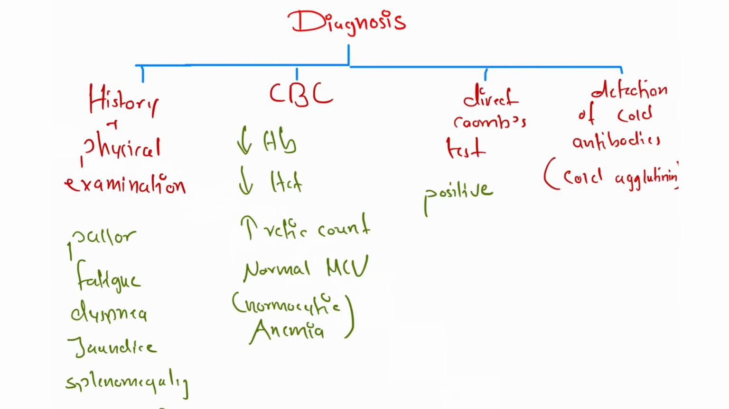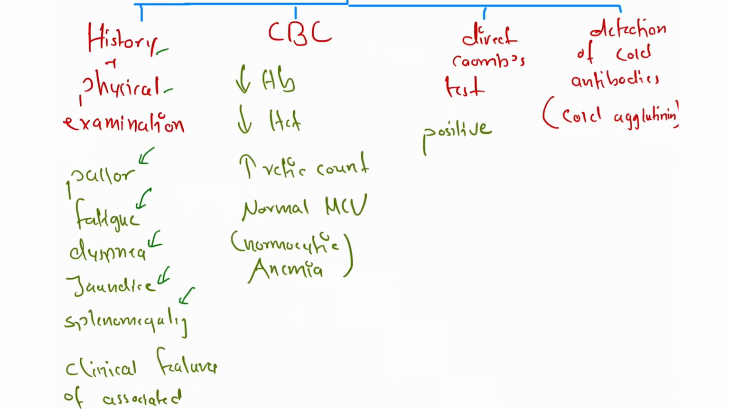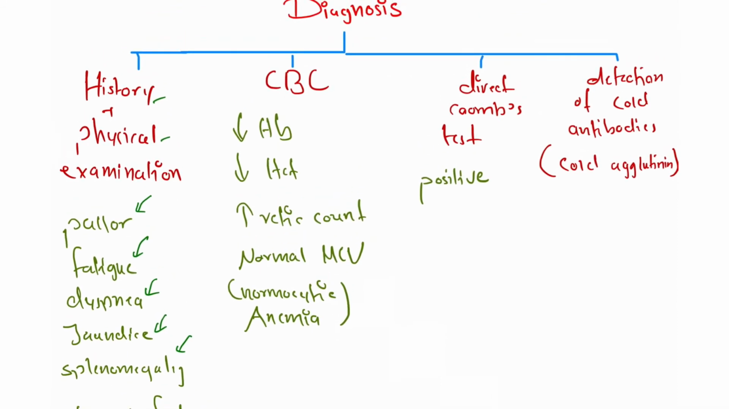Regarding the diagnosis of cold autoimmune hemolytic anemia, we start first with history and physical examination. The patient may complain of pallor, fatigue, dyspnea, yellowish discoloration, or splenomegaly, in addition to signs and symptoms of underlying pathology. On complete blood count, we have a low level of hemoglobin, low level of hematocrit, and increased reticulocyte count.